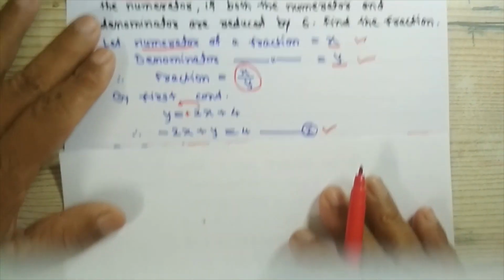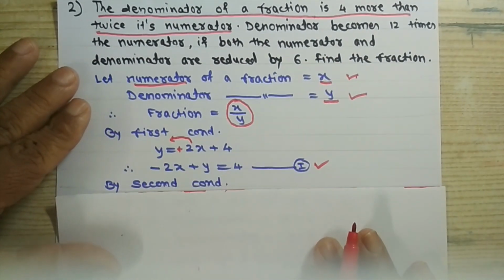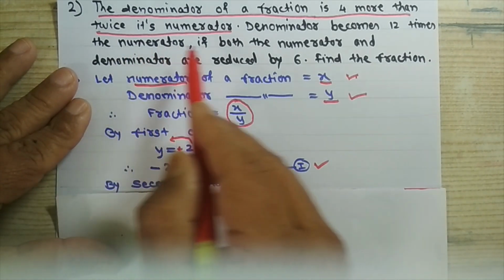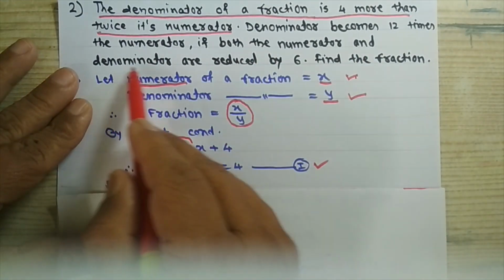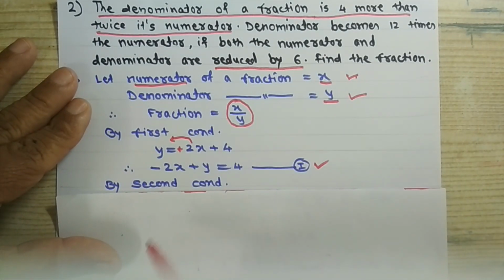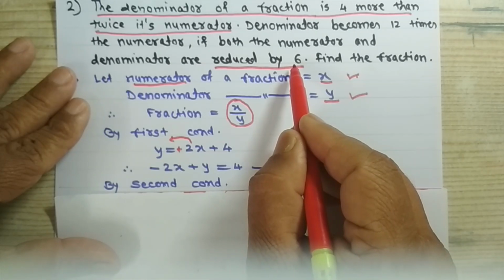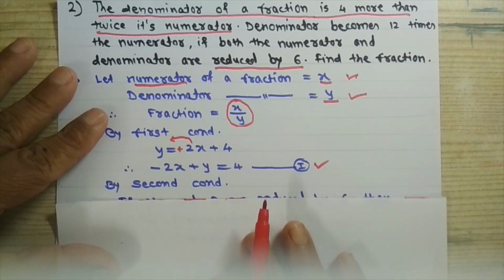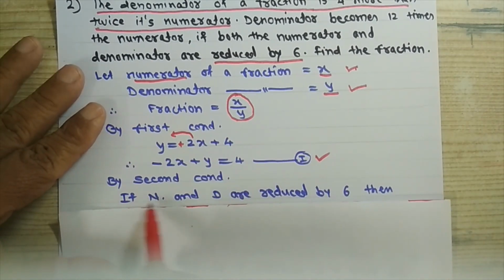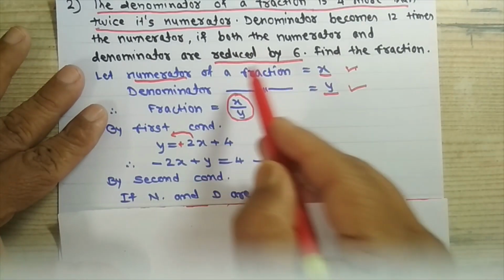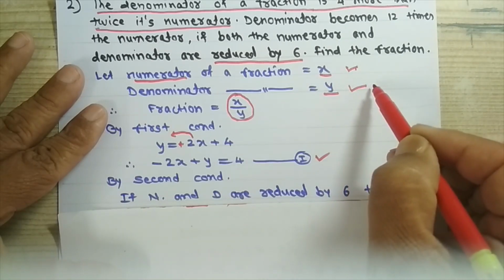Okay. Now, second condition, we know that here denominator becomes 12 times the numerator if both the numerator and denominator are reduced by 6. Means we have to reduce both numerator and denominator by 6. That is the condition given to us by the second condition. If n and d, means numerator and denominator, are reduced by 6, then new numerator, this is the original numerator, this is the original denominator.